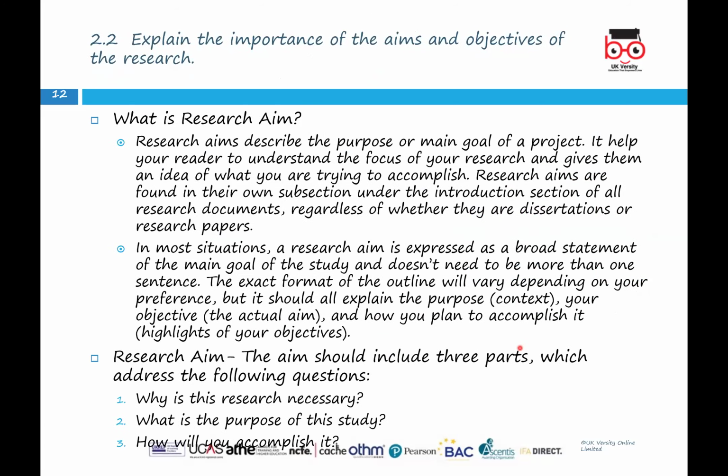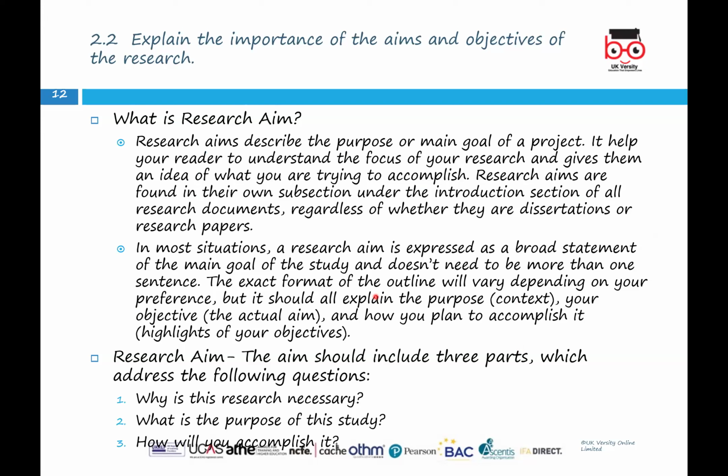So this is a way you can do your research. What is the aim of your research? Aims and objectives have to be defined in a specific way. There are specific terminologies that you can use while you're talking about your aims and objectives. So what is a research aim? It shows the purpose or main goal of a project. It helps your reader understand what you are focusing on in your research and gives them an idea of what you're trying to accomplish.